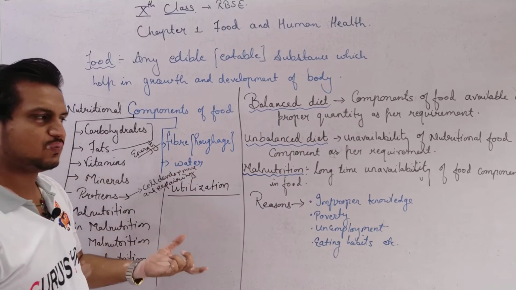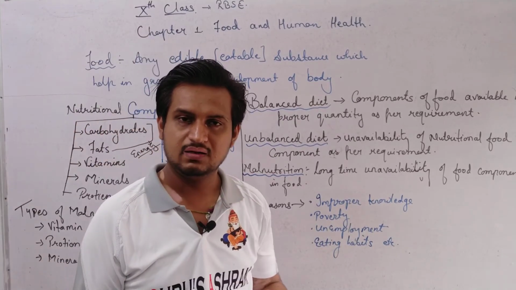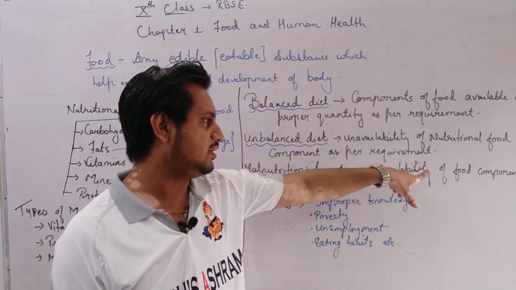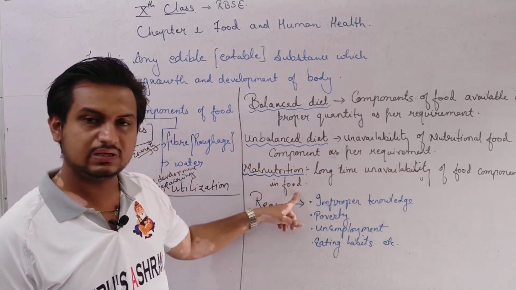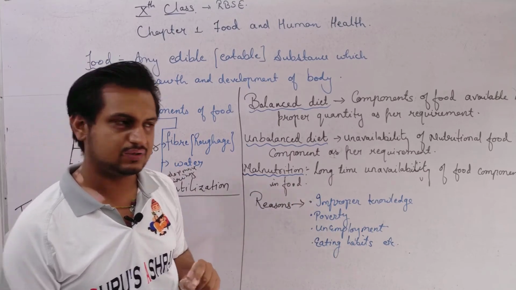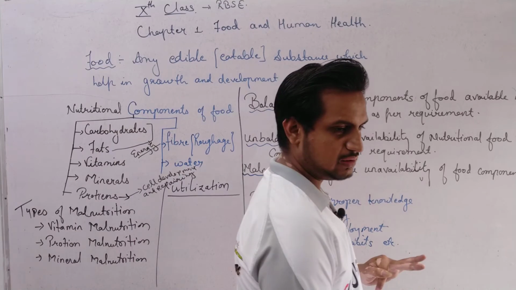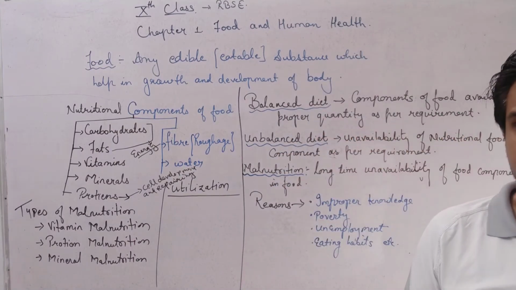They drink less water. Why? This is called malnutrition. Long-time unavailability of food components in food is called malnutrition. Now, what is the reason for this malnutrition?